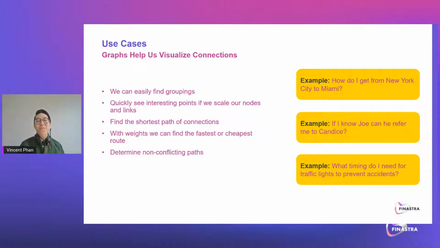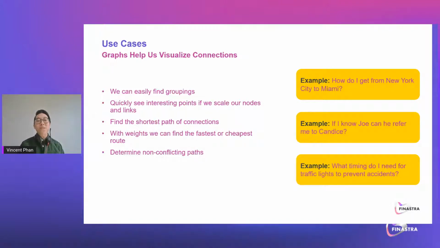So, some use cases. What's the point of visualizing these connections? When you look at it on a graph, it's a lot easier to find groupings of things that are tightly clustered together. You can quickly see points of interest if you scale your nodes based on some specific thing. For road maps, maybe you use population density to make your city nodes larger, and your links will have costs, which may be the miles or even the gas usage, and then we can use different types of algorithms to find the shortest path between connections.